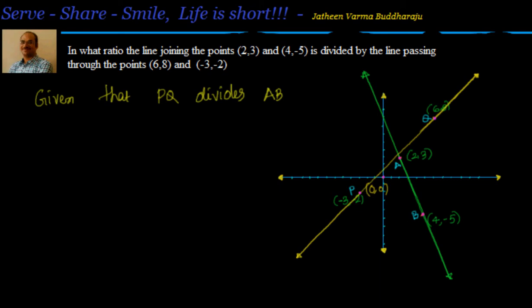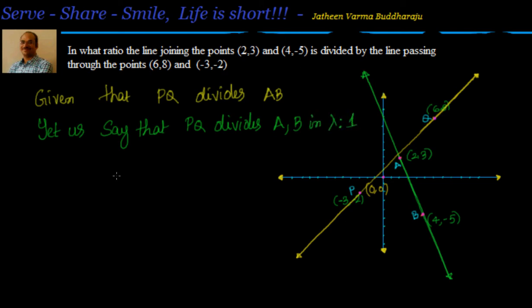Let's look into that. Now let us say that PQ divides the points A and B in the ratio lambda is to 1. And let that point be X, where it is intersecting. Let the point be X. Now let's try to find out the coordinates of X.